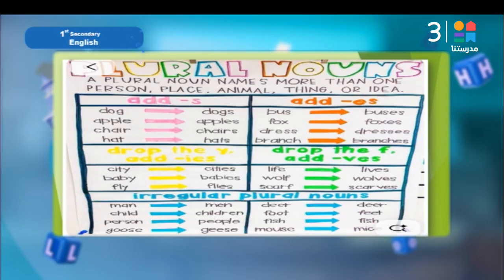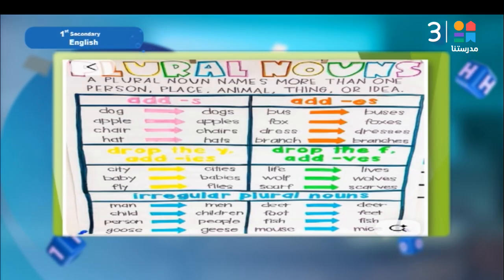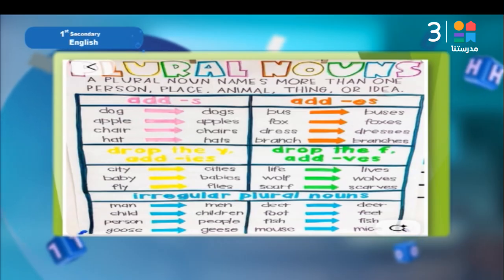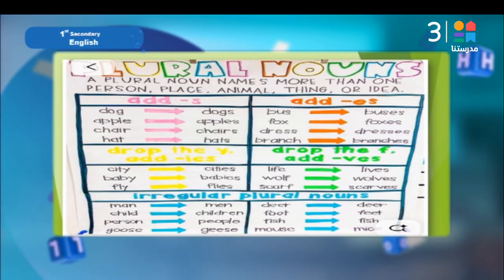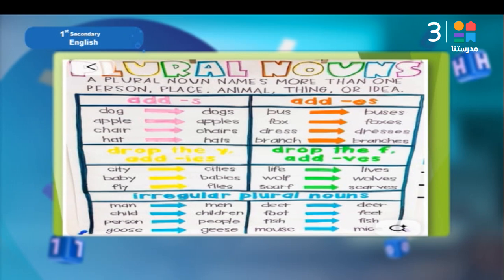If we look at the words in yellow, we can find that the words end with y. I just erase the y and add ies, like city, cities, baby, babies, fly, flies. If we look at the green color, we add ves.